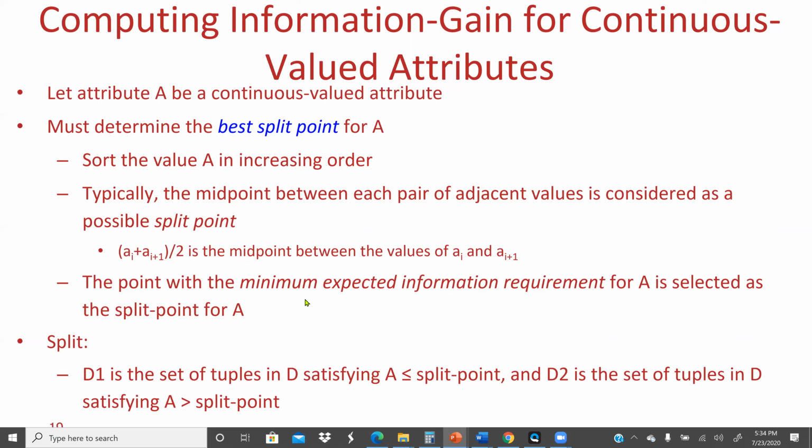Now, the point with the minimum expected information requirement for A is selected as the split point for A. D1 is the set of tuples in D satisfying A less than or equal to the split point. D2 is the set of tuples in D satisfying A greater than the split point.